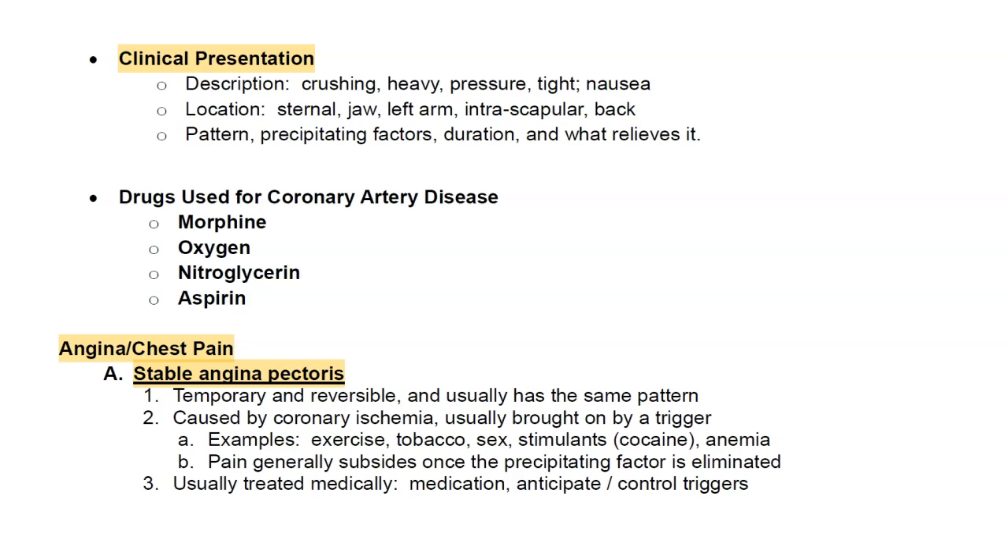ischemic. Now, nitroglycerin is a vasodilator, and so when you think about a vasodilator, it dilates the vessel, so it relaxes the vessel, so it allows for more blood flow. And then aspirin actually prevents clots from forming, so if the blood is not as sticky, then it prevents clogging or clotting within the coronary arteries.